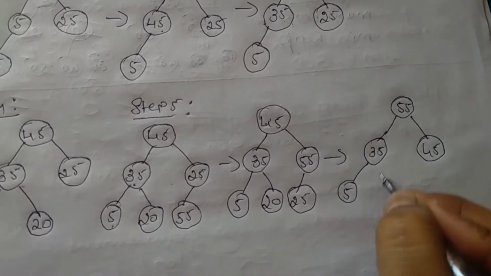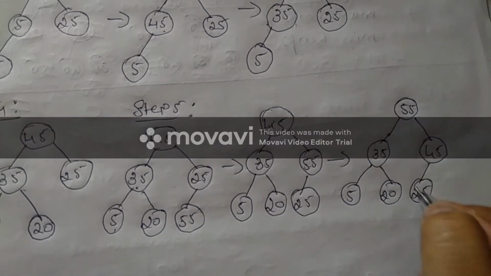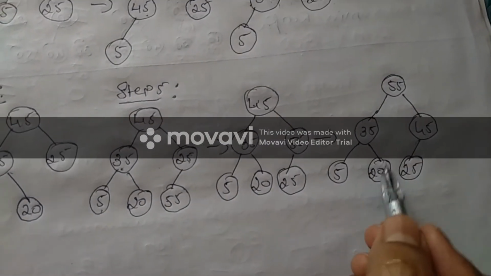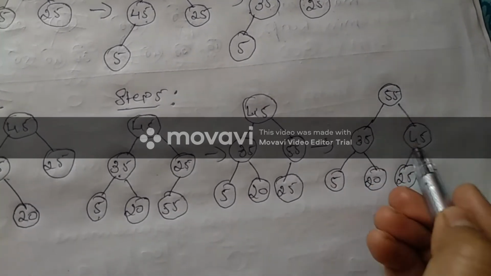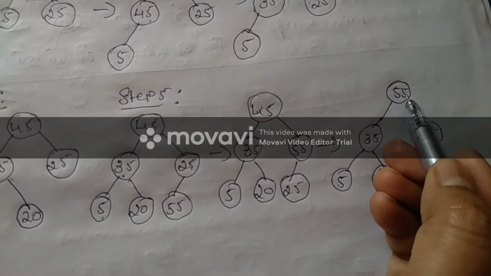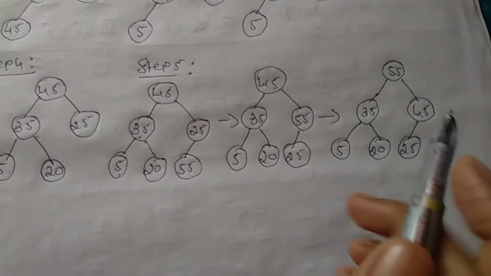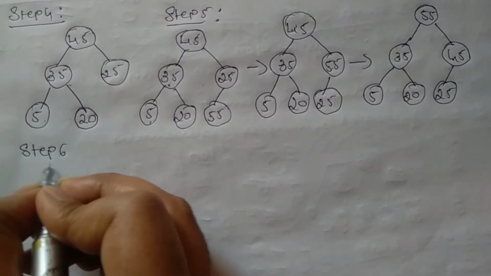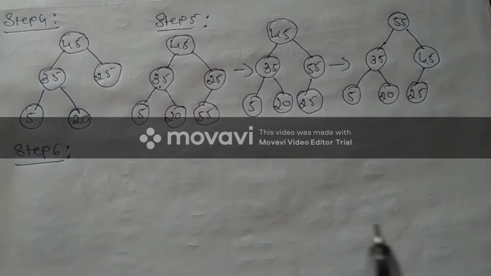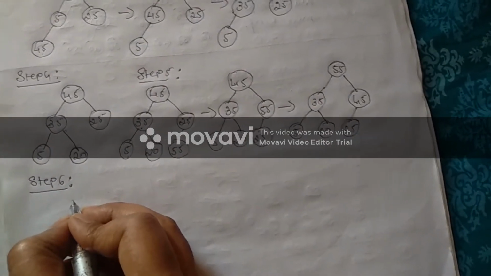Then 5, 20, 25. Now check 5 and 20 less than 35. 25 is less than 45. Again 35 and 45 is less than 55. Okay, this is fifth step. Now it is satisfying the max heap. Next step 6. What is step 6? We just take it as it is.